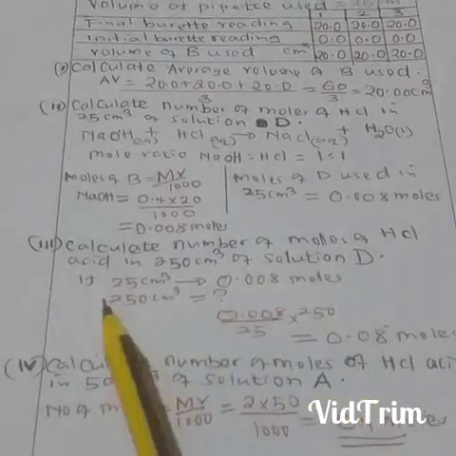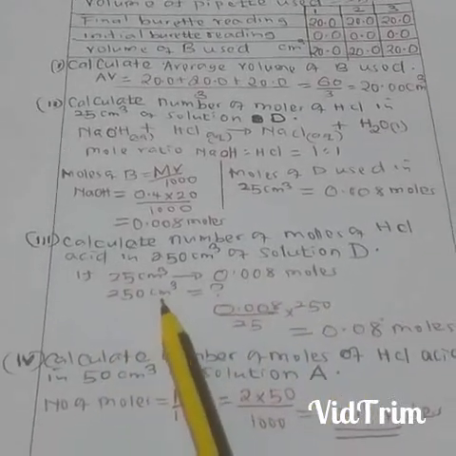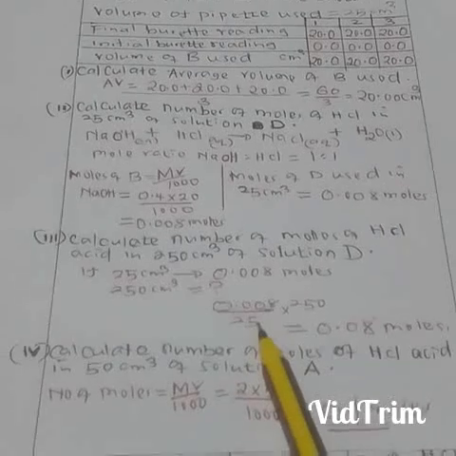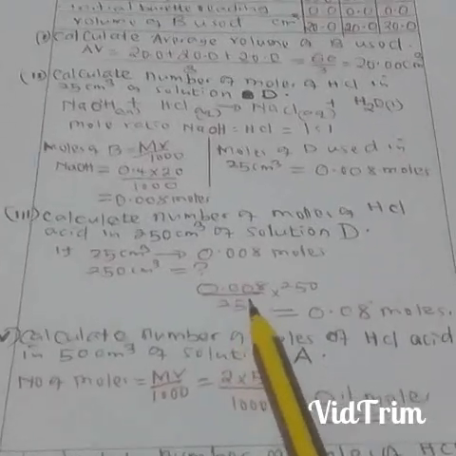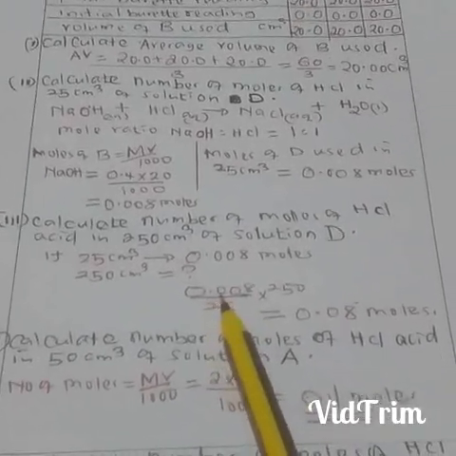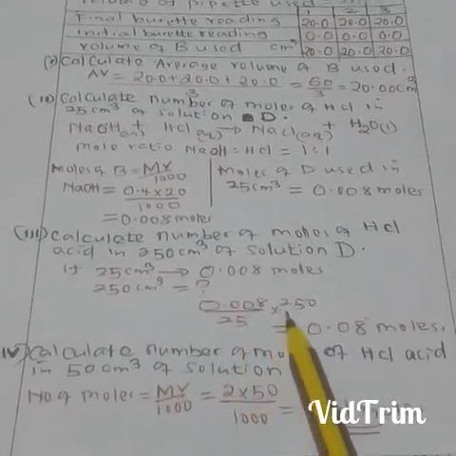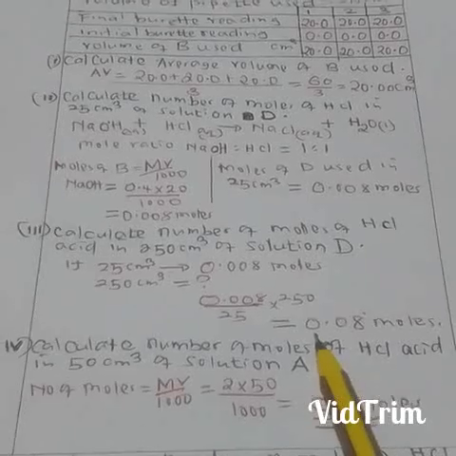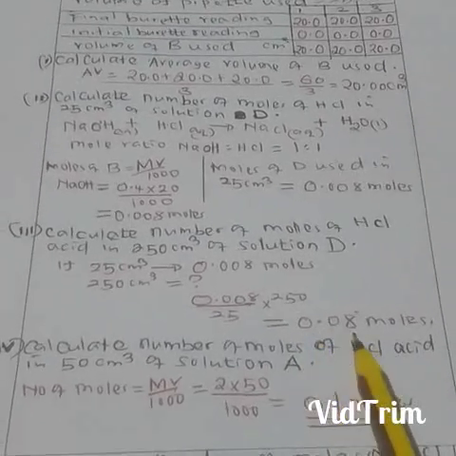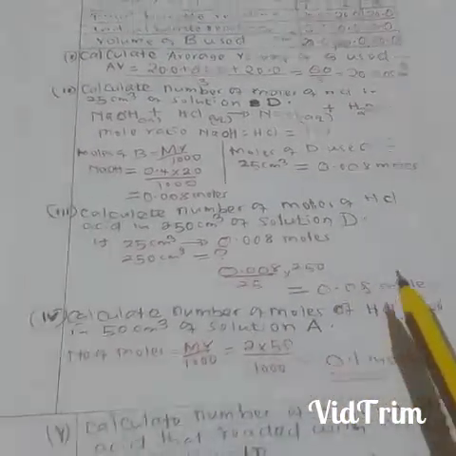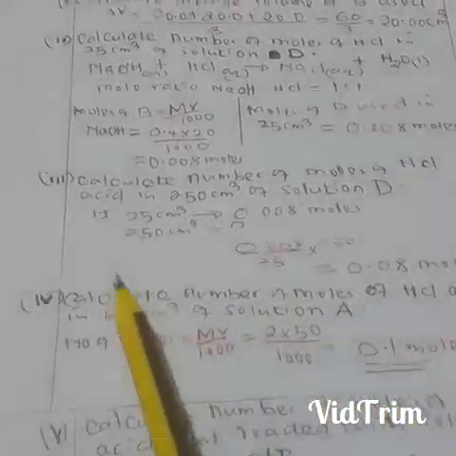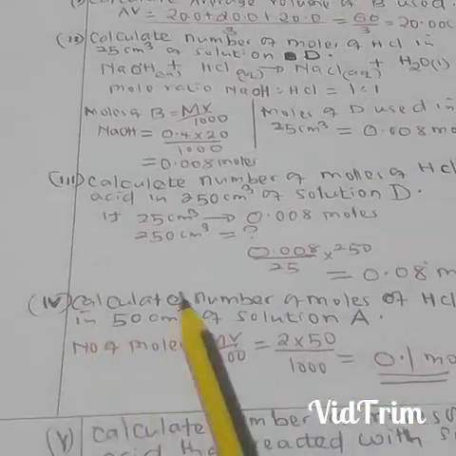If 25 centimeter cube from Roman 2 above has given us 0.008 moles, what about in 250? So this is what we call cross multiplication, which will give us 0.008 divided by 25 times 250. So this one gives us 0.08 moles. Is it okay, my student? Then we move to Roman 4.